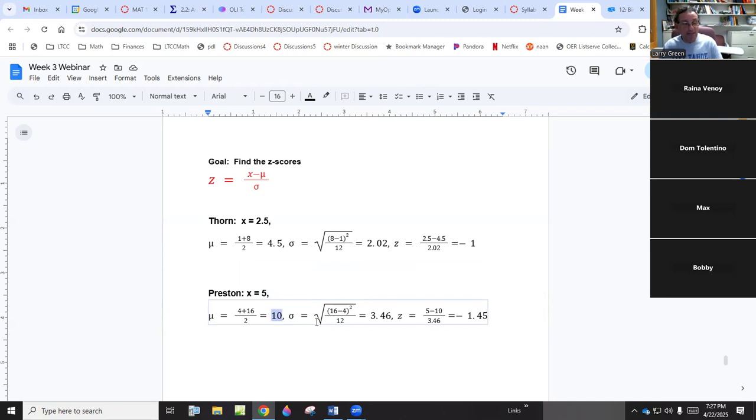Okay, we do the same thing with sigma. It's the square root of (b minus a) squared over 12. So square root of (16 minus 4) squared over 12. And I get about 3.46 when I put it in my calculator. And then we pop that into the z-score formula. Z is (x minus mu) over sigma. X was 5. Mu was 10. And sigma was 3.46. (5 minus 10) over 3.46 is negative 1.45.